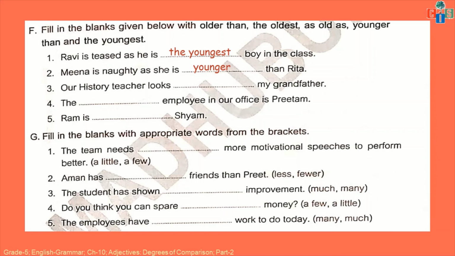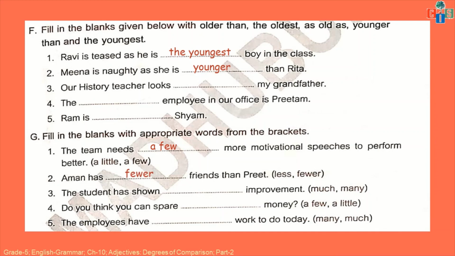Okay, and in exercise G, fill in the blanks with appropriate words from the brackets. Options are there, you have to choose any one according to the meaning. The team needs dash more motivational speeches to perform better. So what will be the answer? A few. A few. Why? Because we can count a speech. Speeches can be countable and few can be used with countable nouns. I told you in the previous slide that few can be used with countable nouns.